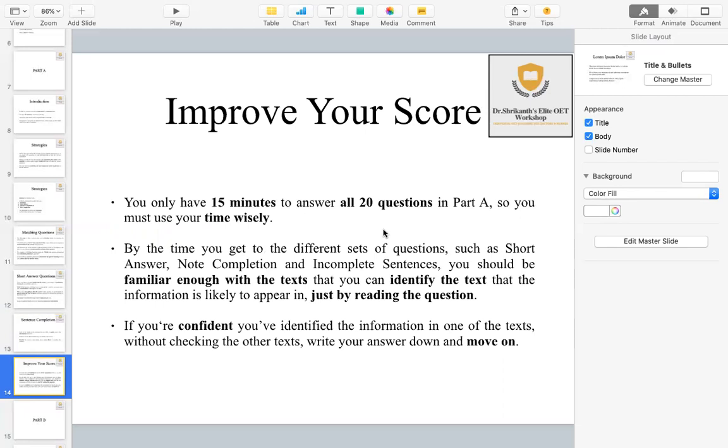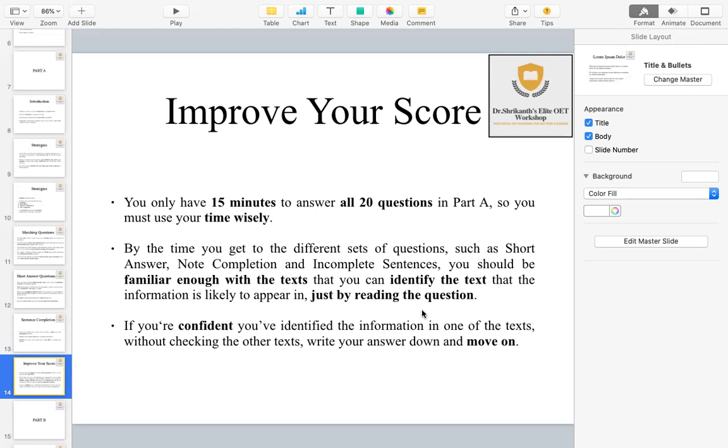While you're practicing at home, make sure that you're practicing with a timer, trying to complete all those 20 questions within the stipulated time. Always make sure that you use your time wisely. By the time you reach the 13th or 15th question, which may be short answer type questions, not sentence completion, you should be familiar enough with all the four texts that you can identify the text that the information is likely to appear in just by reading the question.